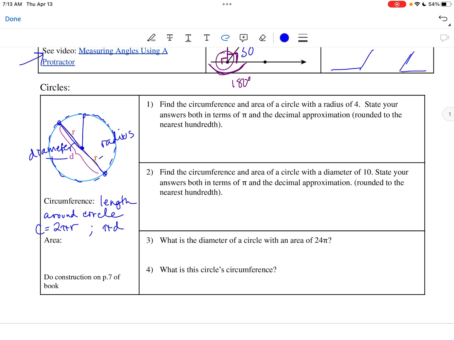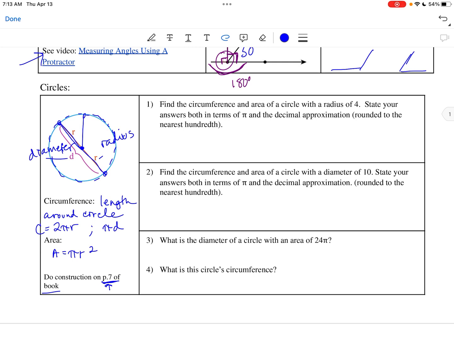The area, of course, is the area throughout the circle, and that also has a formula: area equals pi r squared. Okay, and we did this construction. We worked with compasses as well, so we did this in our book here to practice drawing circles with our compass.